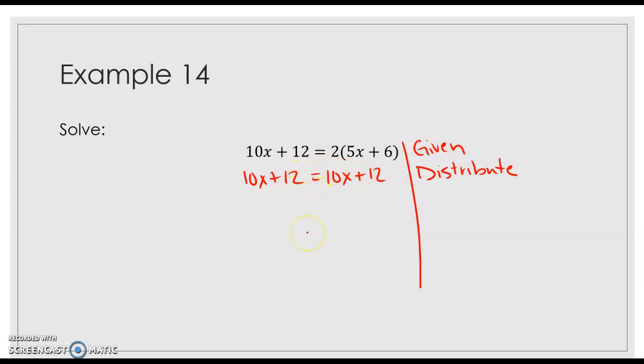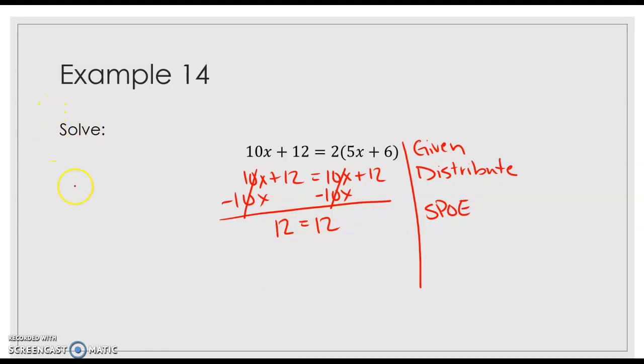From here, I ask myself, do I need to combine like terms? The answer is no. And so now I move on to the next question. Do I have variables on both sides of the equal sign? And the answer to that is yes. And so I'm going to combine them. And since this is a positive 10, I'm going to then subtract 10. So I'm going to subtract 10x from both sides. But what happens is, I still use subtraction property of equality, but my x's have now disappeared. And I'm left with just 12 equals 12.